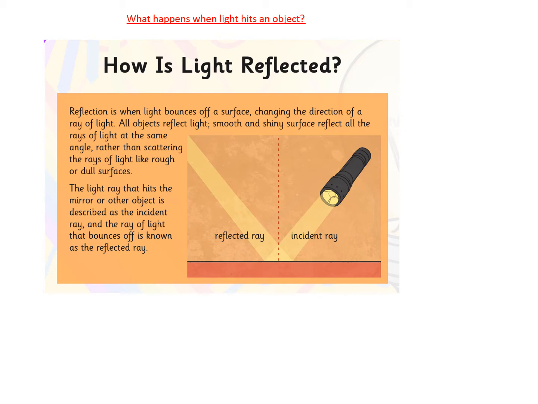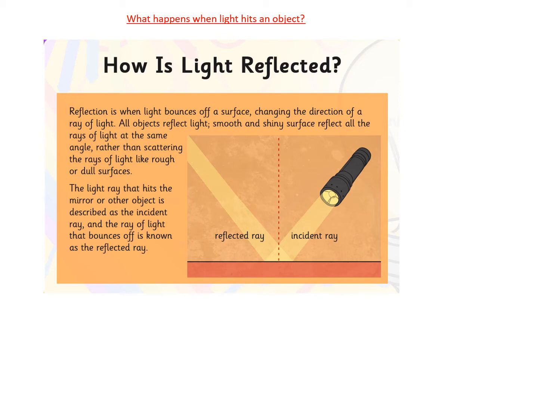A bit of an extension, because towards the end of the science lesson last week we did put an object in the middle of that diagram. So how is light reflected? When light hits an object that it cannot travel through, an object that's not see-through, not transparent, it is reflected. So it bounces off the surface and changes the direction of that ray of light.